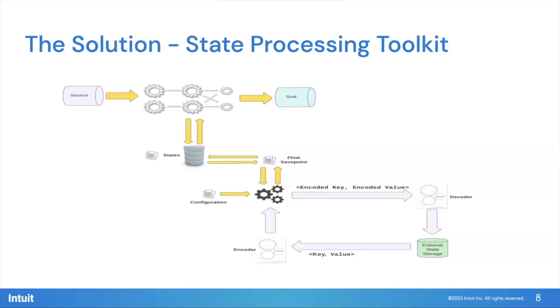To free up the developer from doing all these things, we provide this state processing toolkit. So now let's give a brief overview of the state processing toolkit. Our toolkit basically abstracts out all the tasks that I described earlier into two main features: a state reader to read the state from a savepoint, and a state bootstrapper to create a savepoint based on some data.